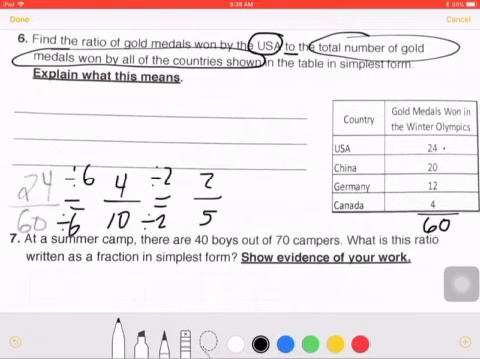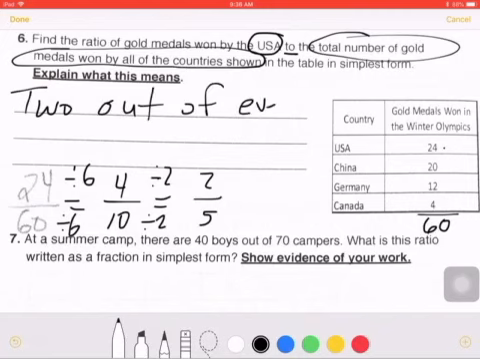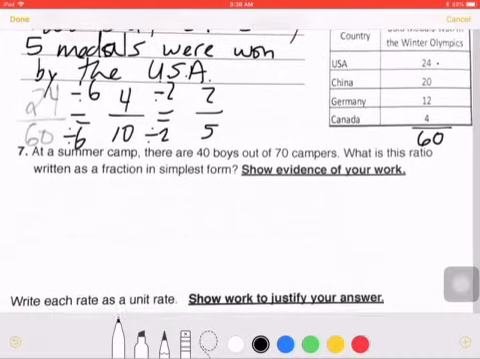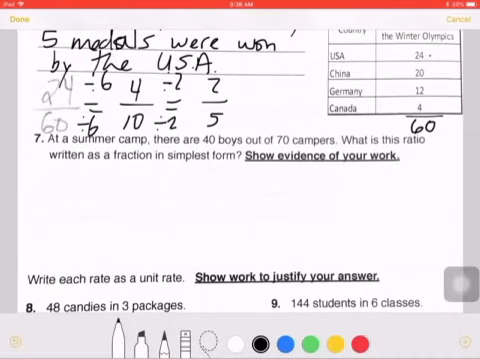So what that means is 2 out of every 5 medals were won by the USA, since this is kind of like a part to whole ratio, right? So moving on, make sure you're pausing it and taking the time to make your corrections.